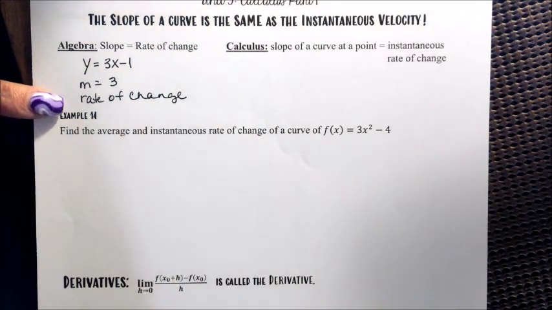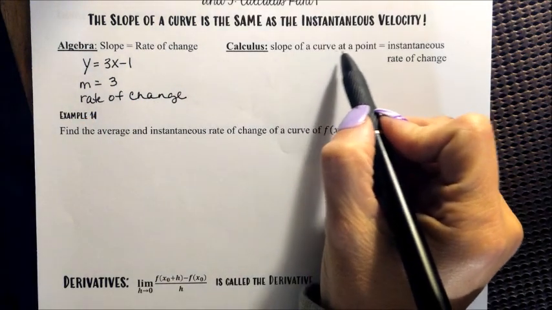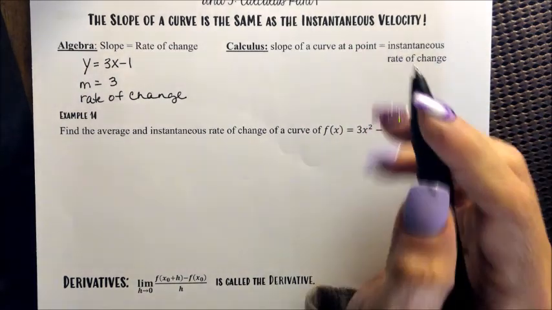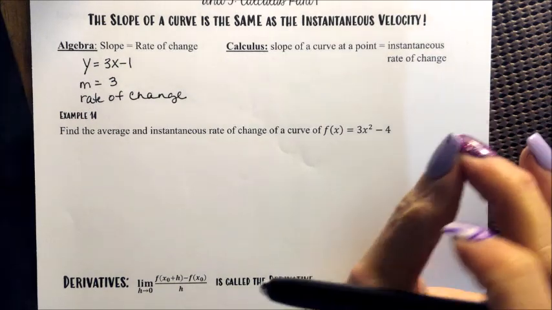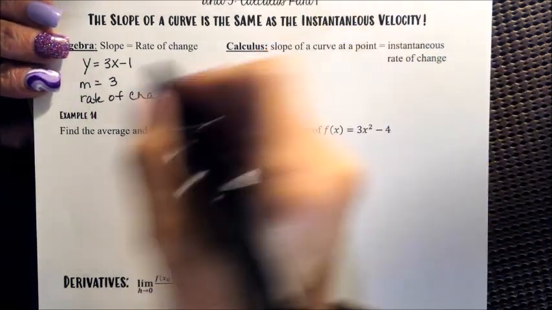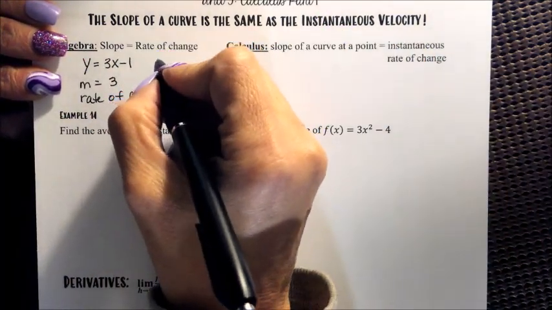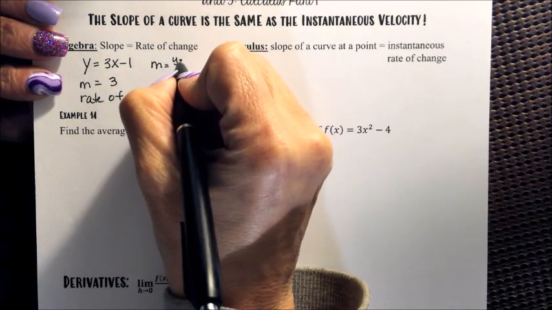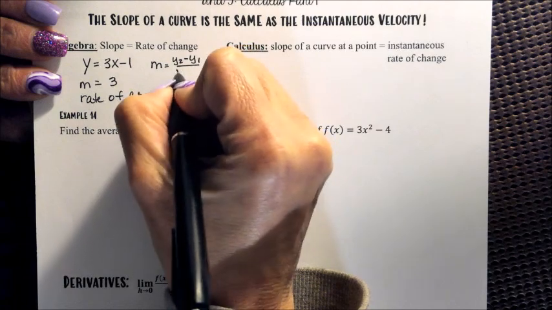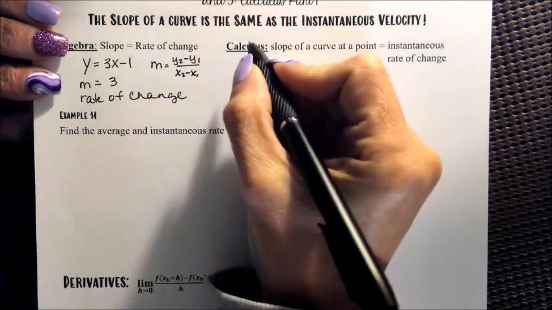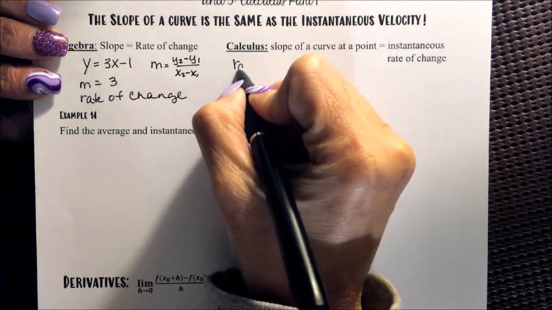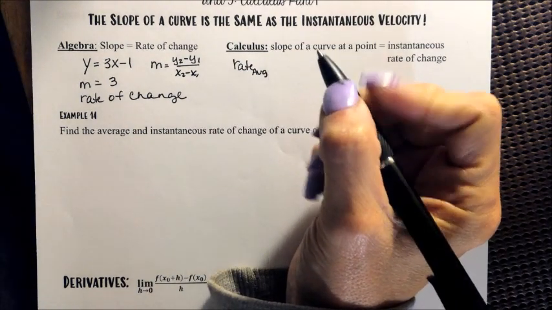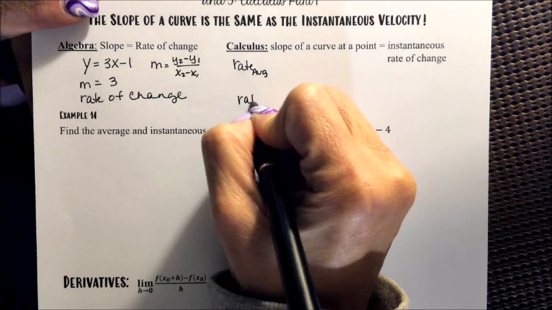In calculus, when we're talking about the slope of a curve at a point, we're talking about the instantaneous rate of change. Just at that instant, what happens? What's the slope of the curve at the point? And where we said that the slope equals, oh, you know what? I didn't put that on there. The slope is y2 minus y1 over x2 minus x1. In calculus, we're going to say the average rate, and we're going to do the instantaneous rate.